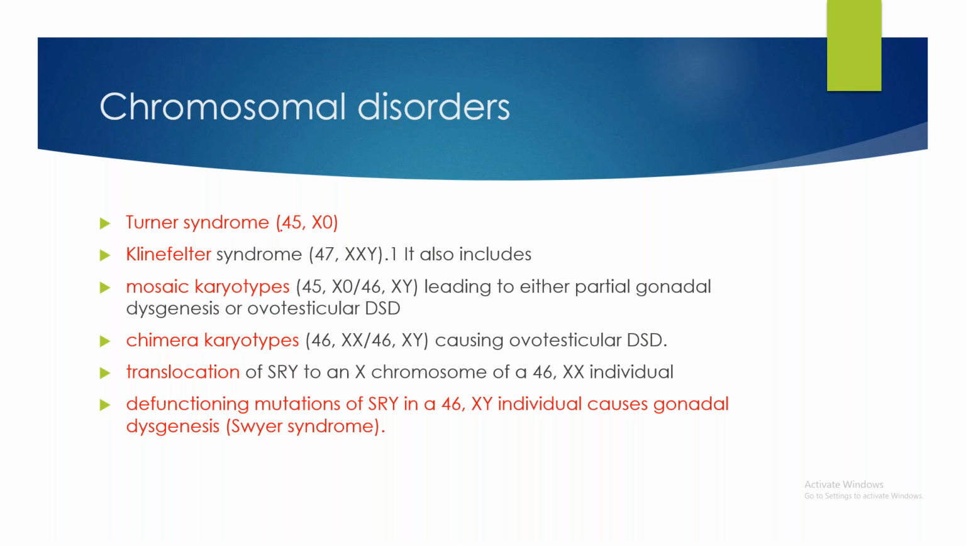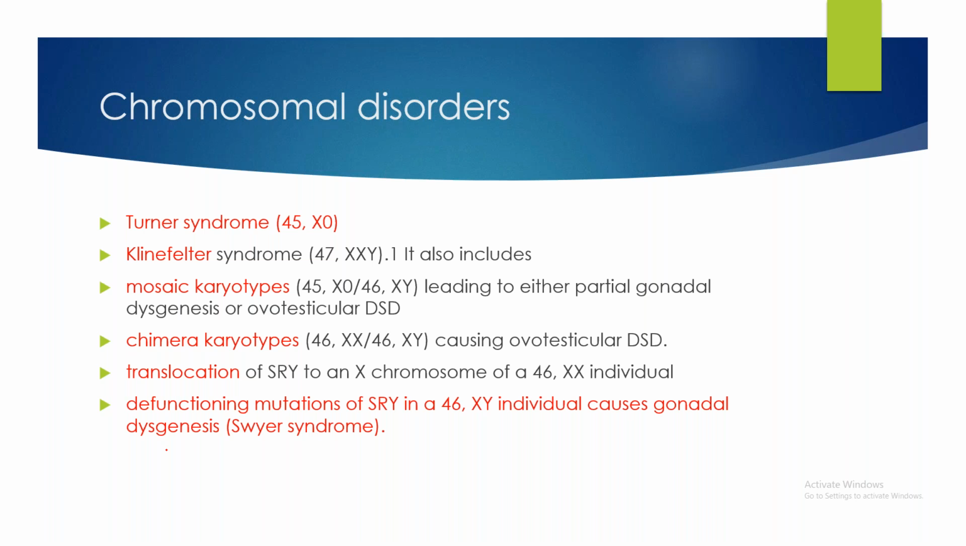So it will cause ovotesticular DSD. Then translocation of SRY onto the X chromosome. This translocation of the SRY region onto the X chromosome will cause development of testicular tissue in female karyotype. And a loss-of-function mutation of SRY in 46XY, that is in male karyotype, will cause gonadal dysgenesis, which is called Swyer syndrome.